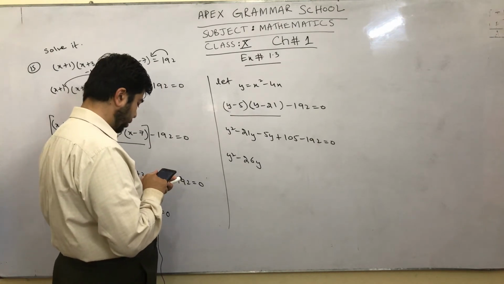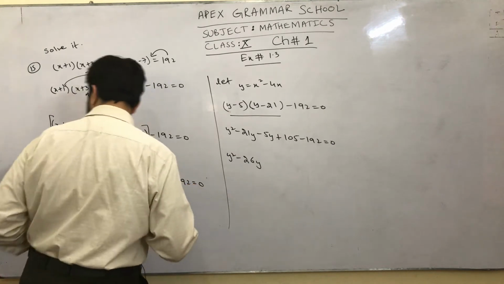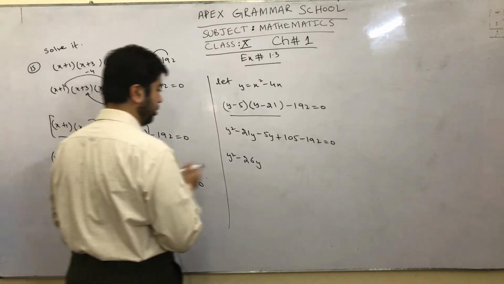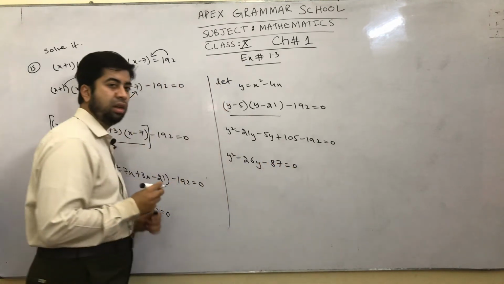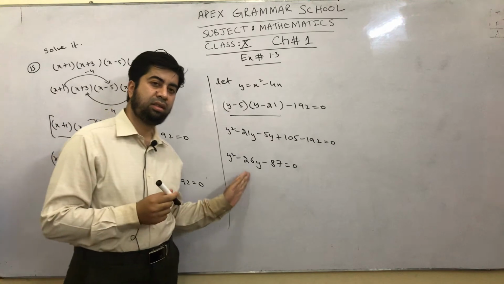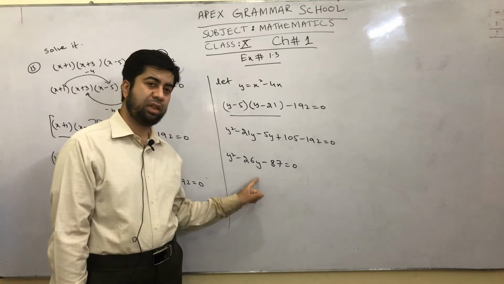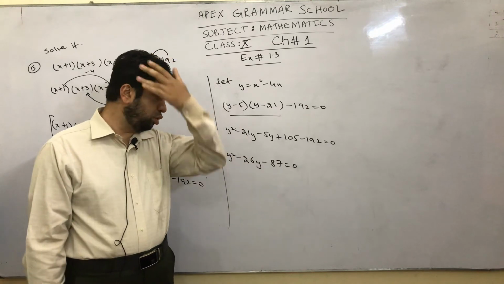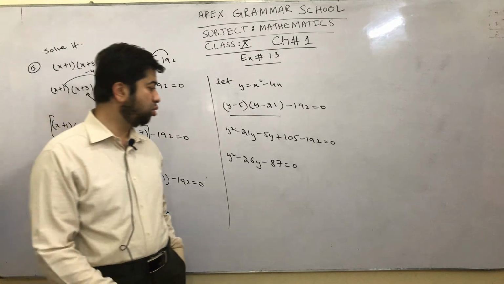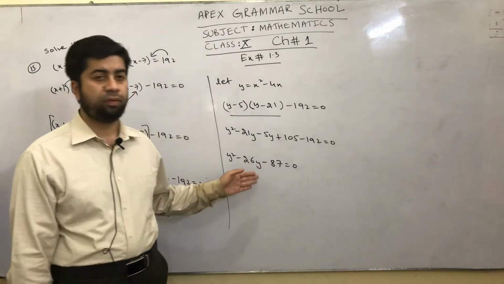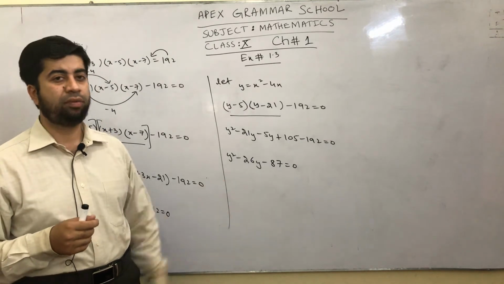That is 105 minus 192, that is minus 87 is equal to 0. Now see that this is the quadratic equation, just like ax square plus bx plus c is equal to 0. So you just have to solve it on your own, whether you can solve it from the factorization method or from the completing square method, or just apply the quadratic formula here.